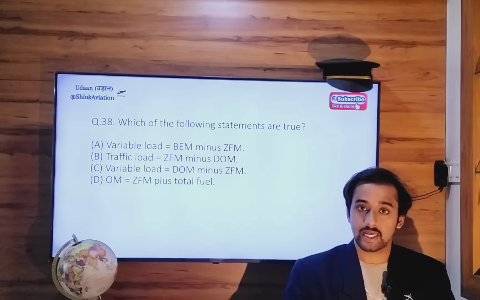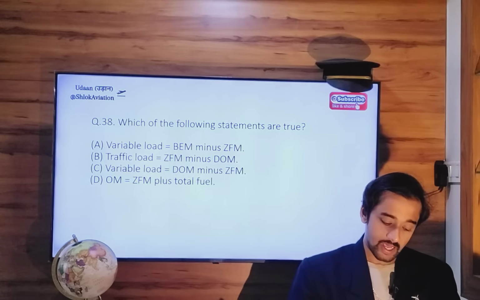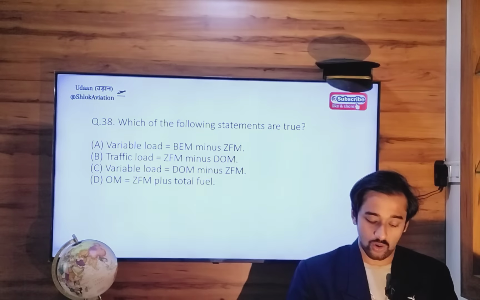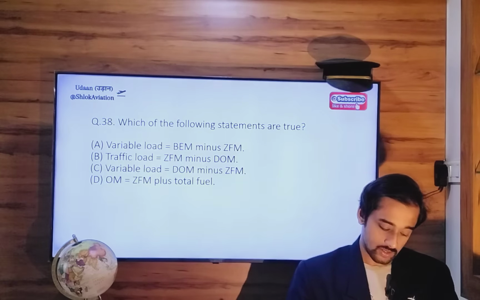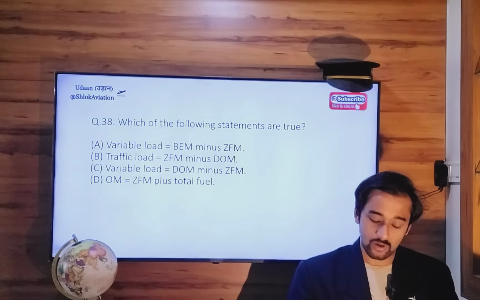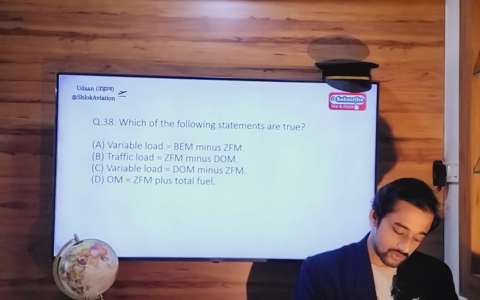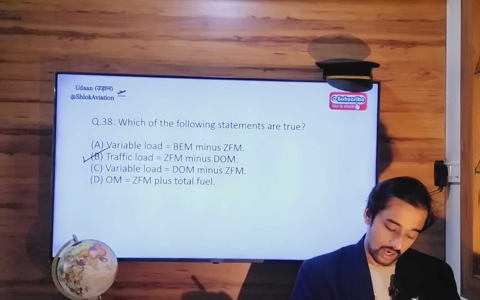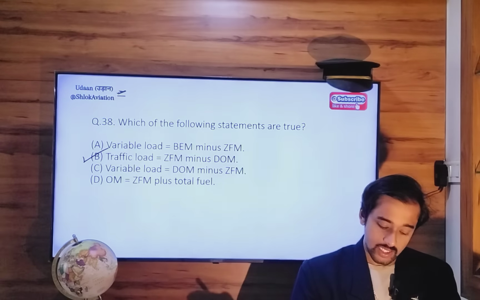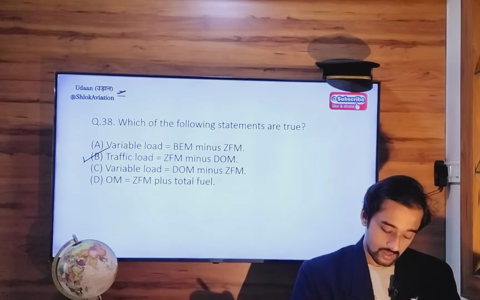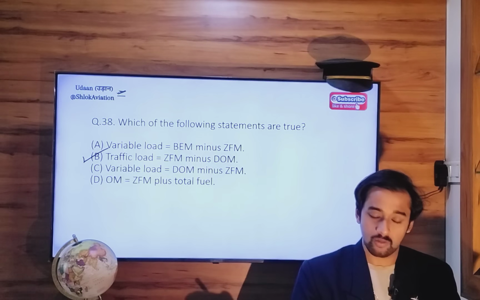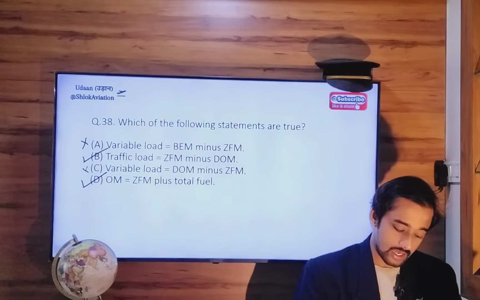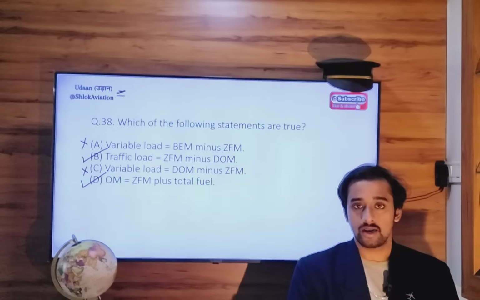Which of the following statements is true? Variable load is equal to basic empty mass minus zero fuel mass. Traffic load is zero fuel mass minus dry operating mass, which is correct. Variable load is dry operating mass minus zero fuel mass. Operating mass is zero fuel mass plus total fuel. So Delta is correct. A and Charlie are wrong, Bravo and Delta are correct.